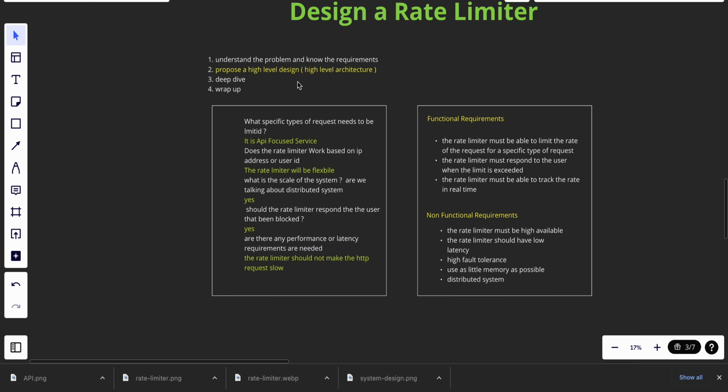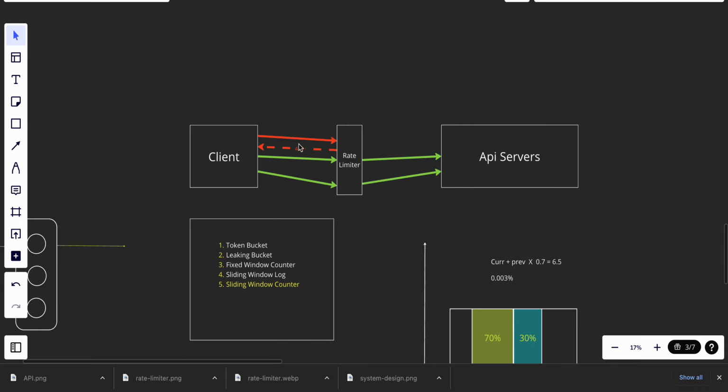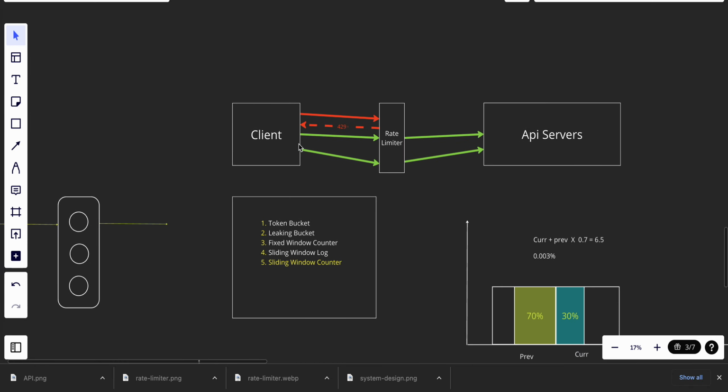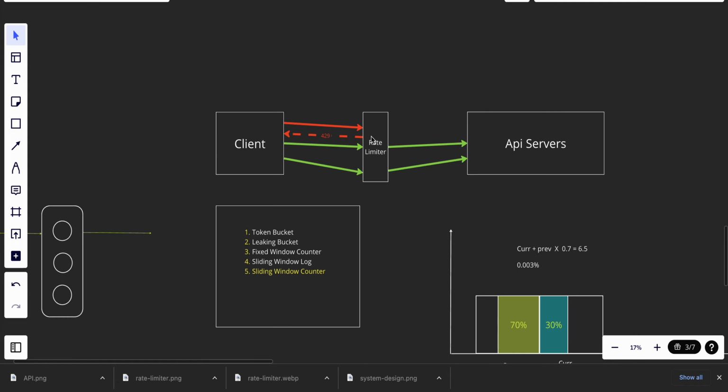So we started with the proposal of the high level design, and basically we started with two things. First, where should we put the rate limiter, and second, which algorithm we use. For the first one, we have two solutions: the client side and the server side. The client side could be quite problematic because we don't have full control of the client, so we will face a lot of unexpected behaviors. The server side is more recommended because we have control of it.